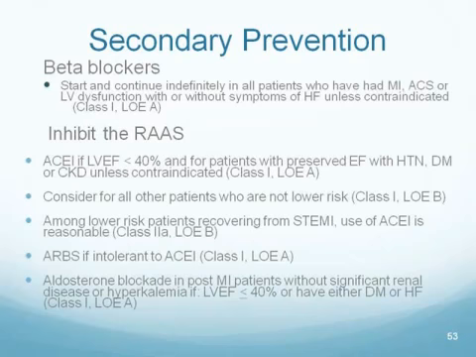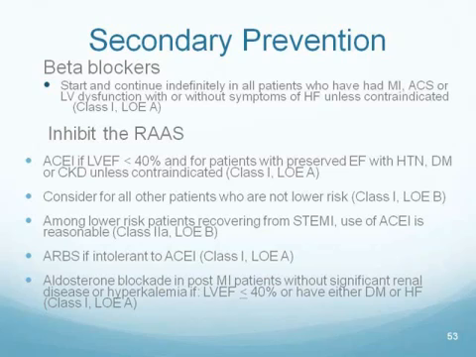Another class of drugs that we use for secondary prevention are the beta blockers. And so the beta blockers should be started and continued indefinitely for all patients who have either had an MI, acute coronary syndrome, or have a history of left ventricular dysfunction. And by that we mean an ejection fraction less than 40%, unless of course there's a contraindication. So beta blockers have definitely been shown to prolong survival in all those instances. So this is a class 1 recommendation, level of evidence A. So everybody that falls into this category should be on a beta blocker.